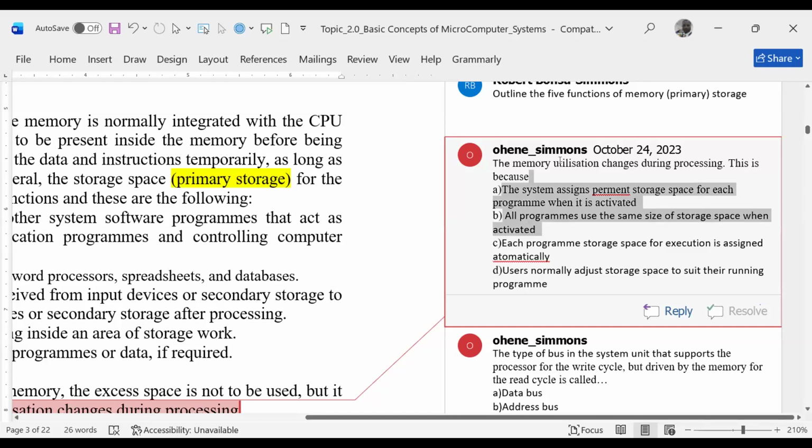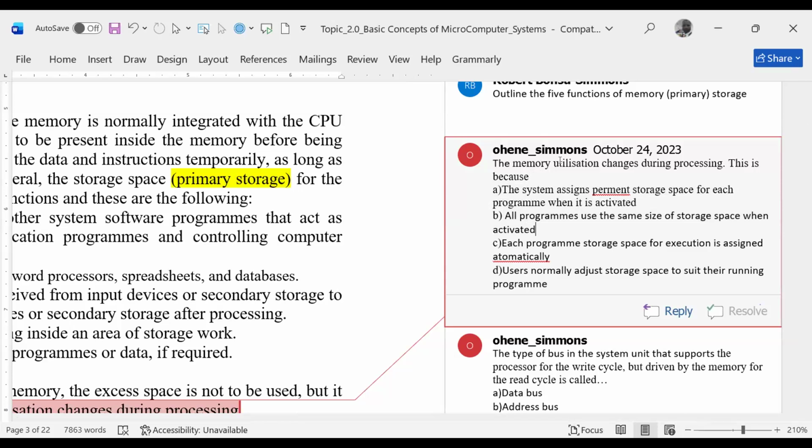Oh, okay. So the system assigns permanent storage space for each program when it is activated. We can't hear you. The system assigns permanent storage space for each program. We could not hear you from the beginning.